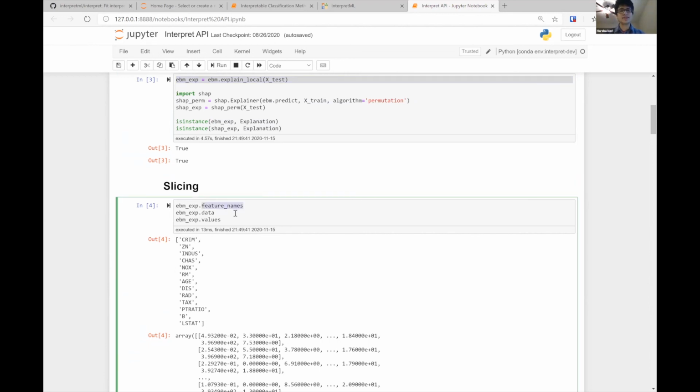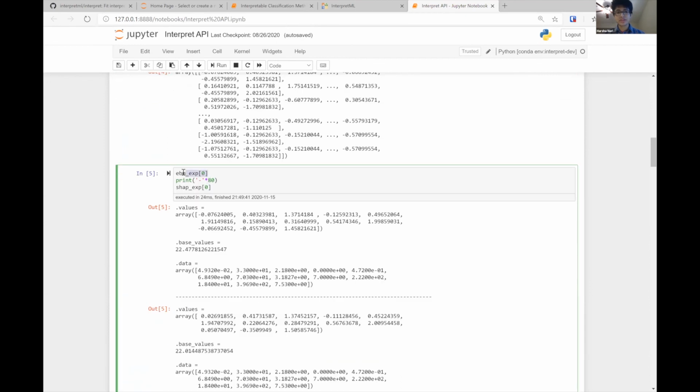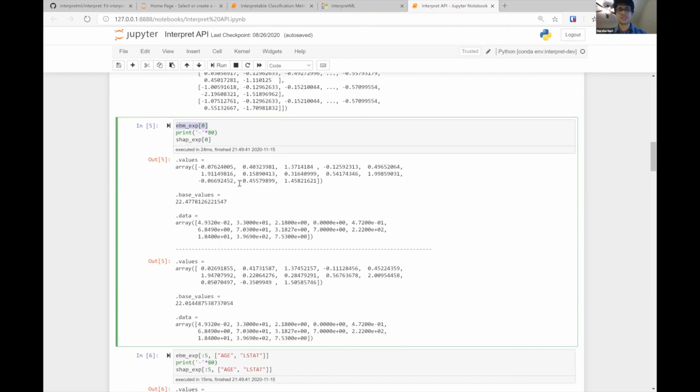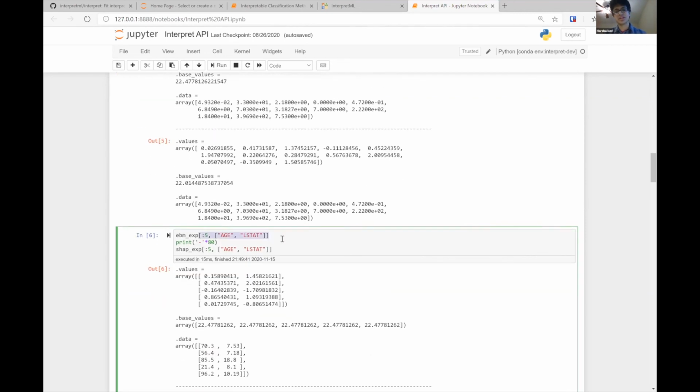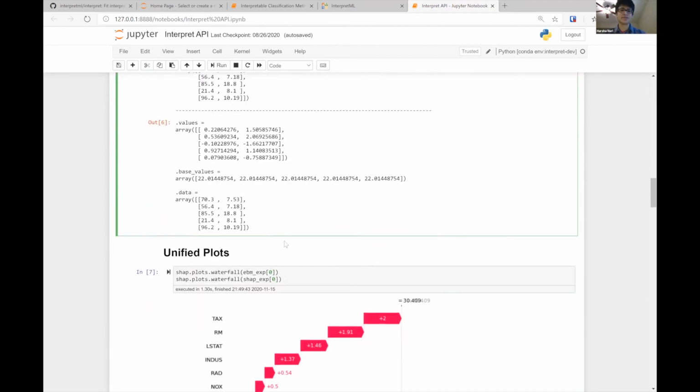You'll get things like the original feature names, the underlying data for the explanation, and the attribution values that were learned. Perhaps more importantly, you can slice them in intuitive, Pythonic ways. If you just want the explanation for one instance, even though you computed it for 100, you can slice it off naturally. And if you want to look at the explanations across a few instances for a couple of different features, again, it all follows these nice Pythonic slicing paradigms.